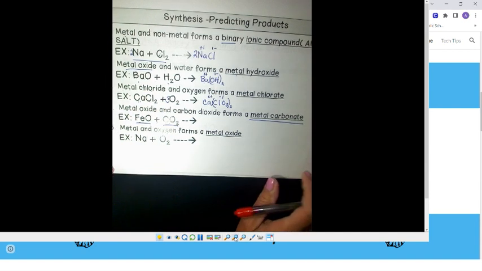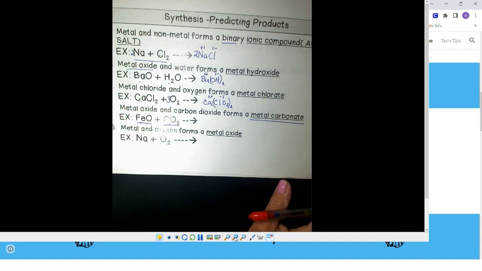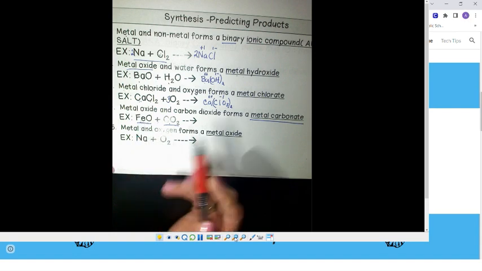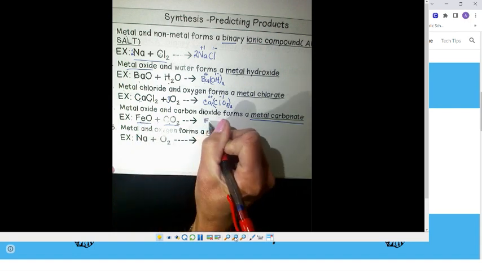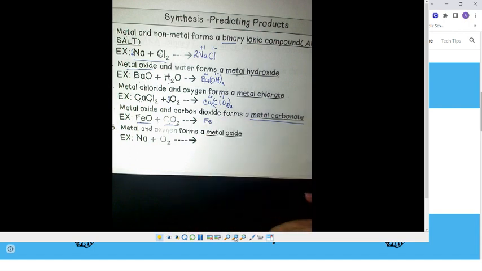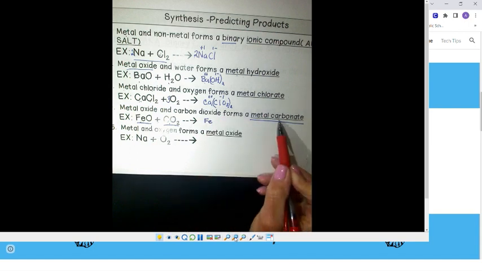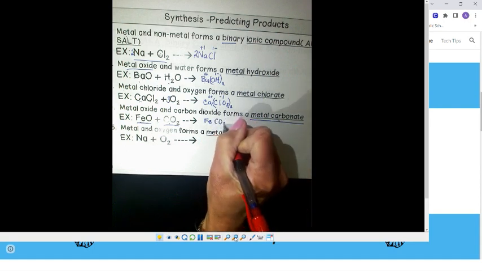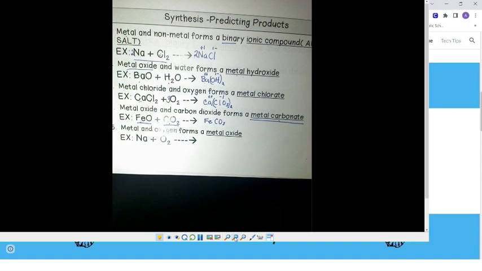And we'll do the same thing that we've done before. We're going to take the metal from the reactant side. Okay, so our metal is iron, so I'm going to take him on my reactant side. And I'm going to combine it with carbonate, which is a polyatomic ion. What is his formula? CO3. Okay, there's a trick here.